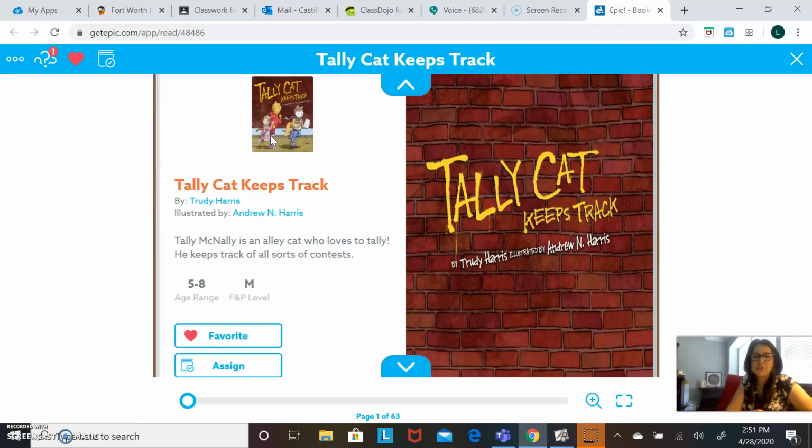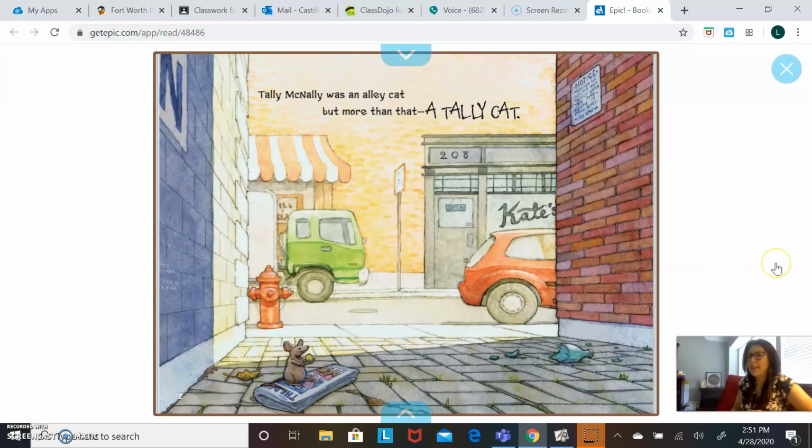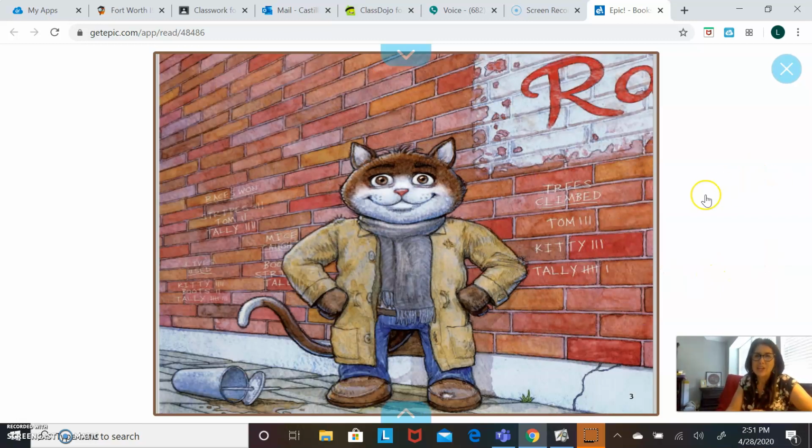Tally Cat Keeps Track by Trudy Harris. Tally McNally was an alley cat, but more than that, a tally cat. So it shows here, trees climbed. He says Tom climbed 3, Kitty climbed 3, Tally climbed how many? 6. That's a group of 5 plus 1 is 6. This is Tally. So who climbed the most trees in this case? Tally.